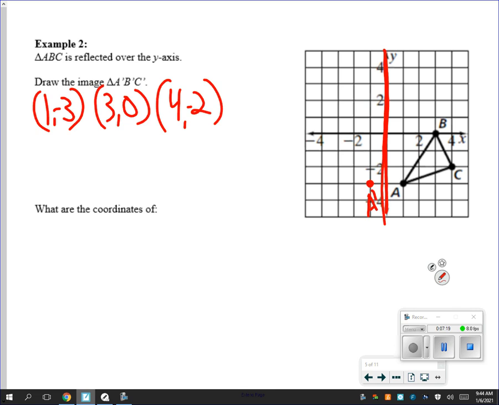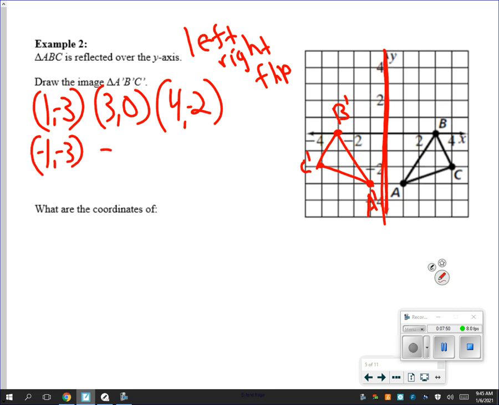B in this case is 3 away from the line of reflection. That means on the other side it has to be 3 away, B prime. And C is 1, 2, 3, 4 away, 1, 2, 3, 4 away, and there's C prime. So what would you say about this one? The y-axis reflection becomes a left-right flip. And let's look at our coordinates. A prime is now located at -1, -3, B prime at -3, 0, and C prime at -4, -2.